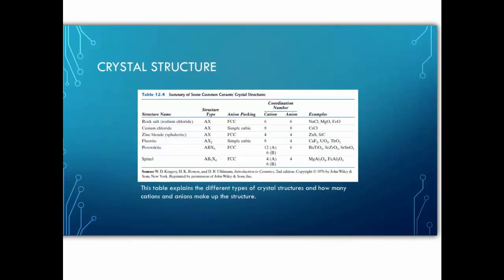The coordination number plays an important part of each of the equations because this is the N prime value. And examples of rock salt include sodium chloride, magnesium oxide, and iron oxide, and this goes the same for each structure name.